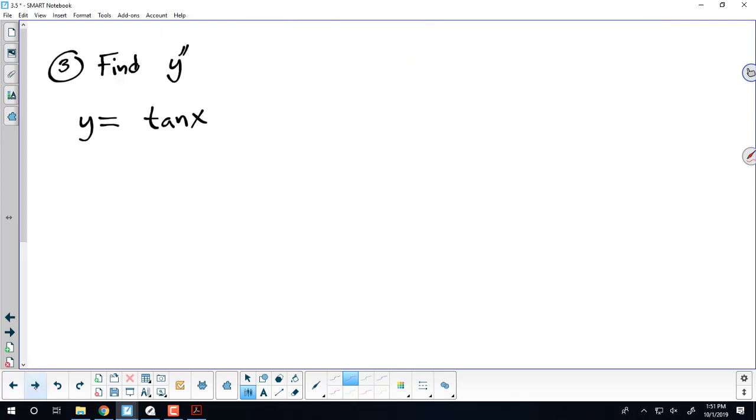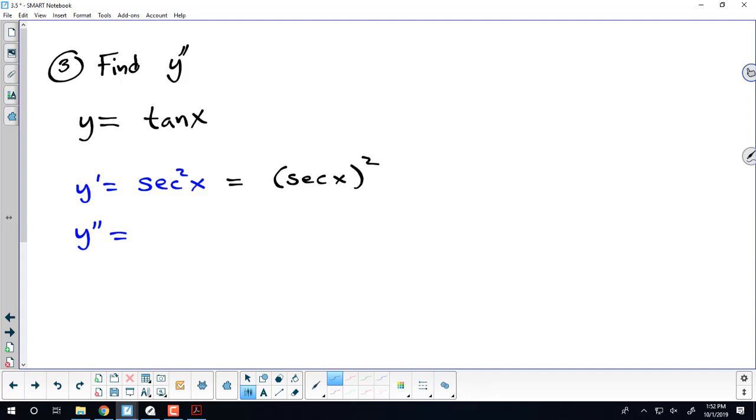Okay. So then finding second derivatives, we take the first derivative of tangent, secant squared. And if we want to take the second derivative, we have to take the derivative of the first derivative. So remember, secant squared is really the same thing as secant x squared. So we have yet to talk about this kind of thing.